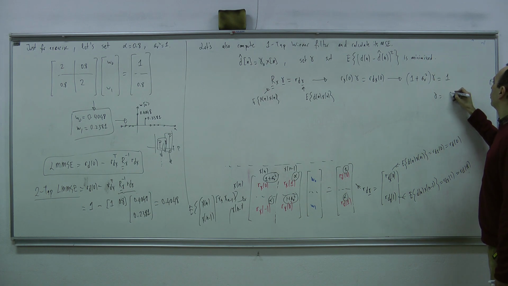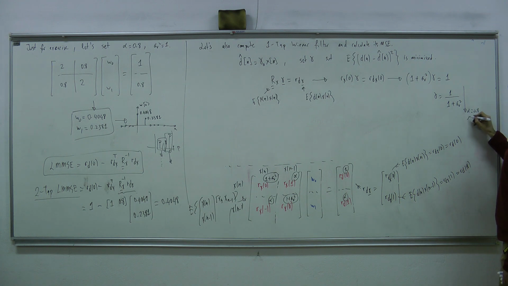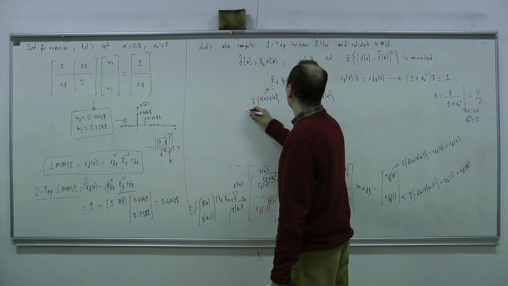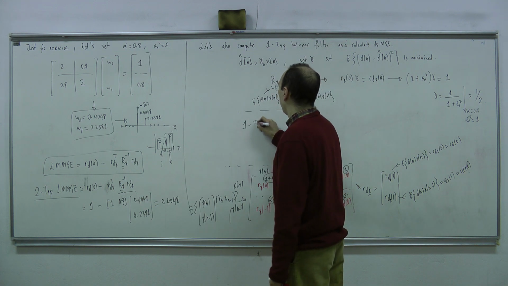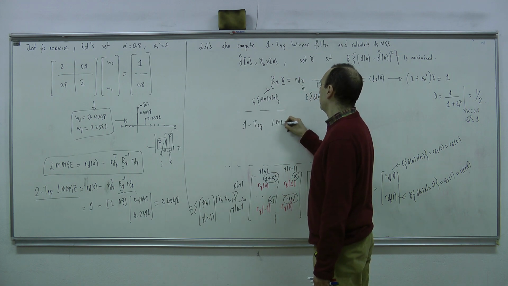So gamma is equal to 1 over 1 plus sigma v square, and since in this problem alpha is equal to 0.8 and sigma v square is equal to 1, this is just 1/2. So I get the optimal coefficient as 1/2. Then, for one tap, I'm trying to calculate the linear MMSE right now.